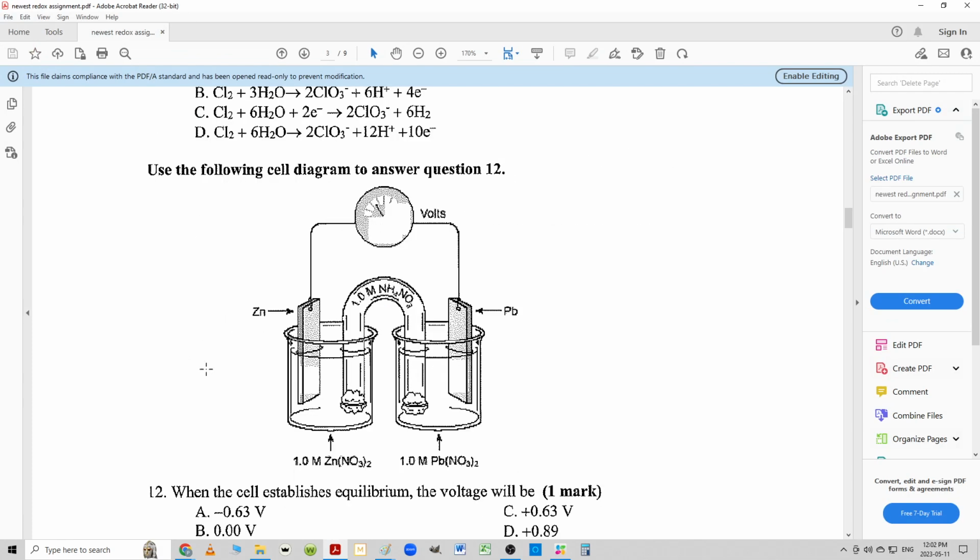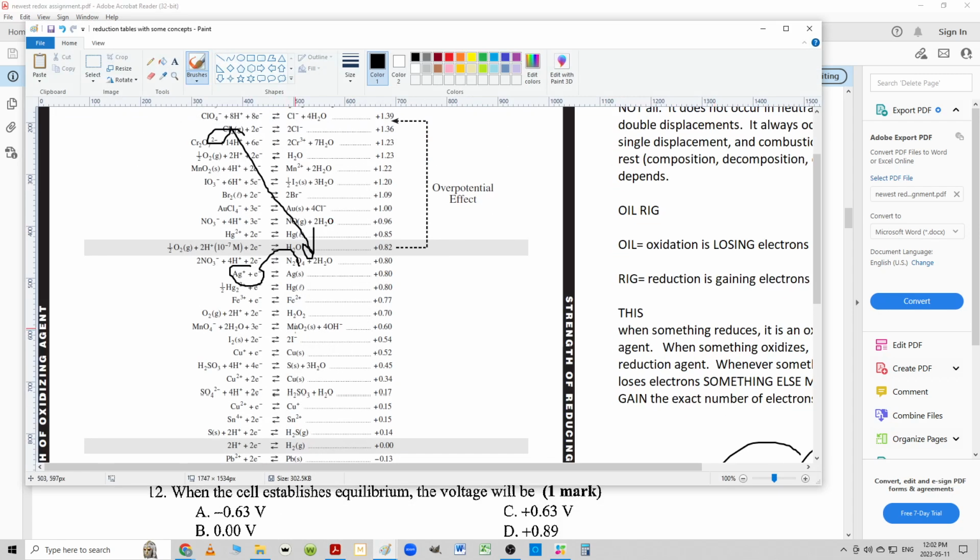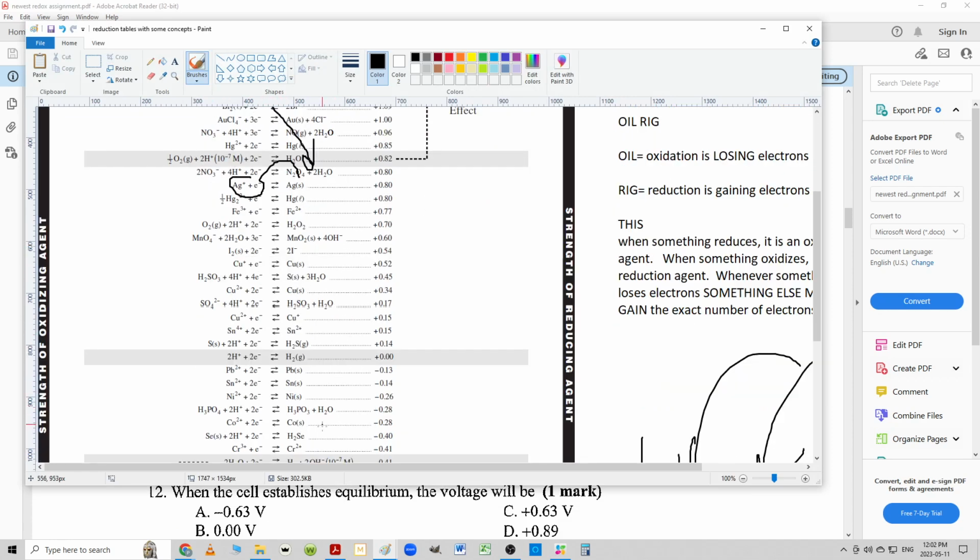Use the following to answer the question. You've got to figure out which is above on the reduction table, then you can answer the question. Who is reducing who? You have to find Pb and Zn on your reduction table and figure it out. We already know from before that Zn is right about here.